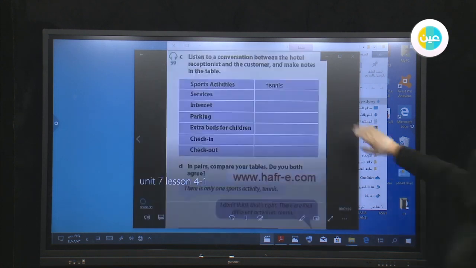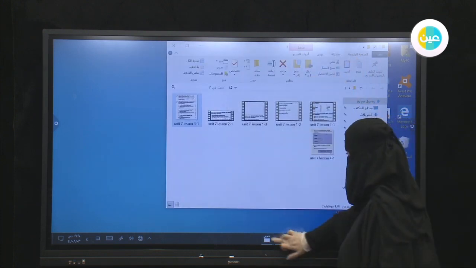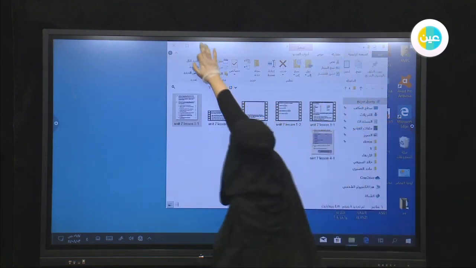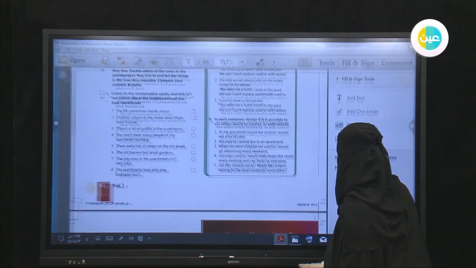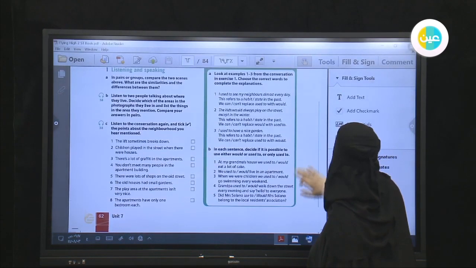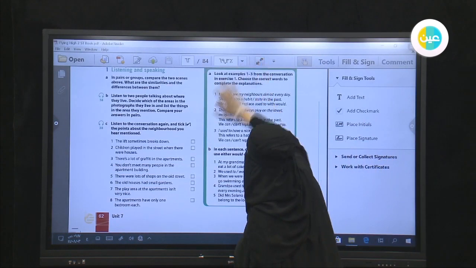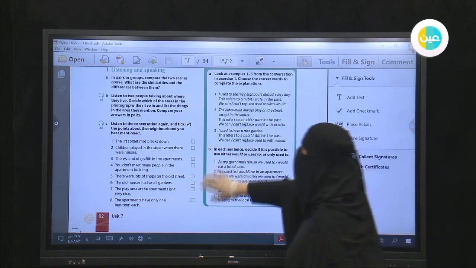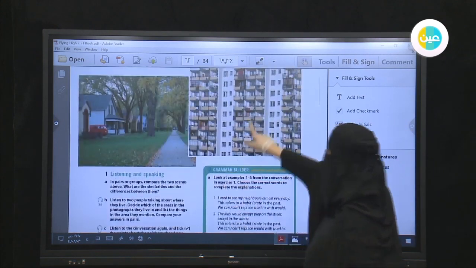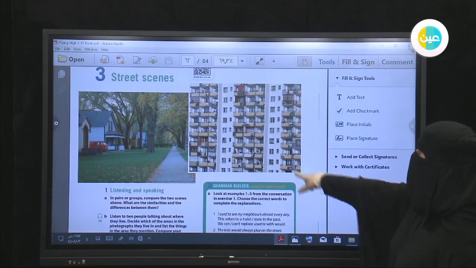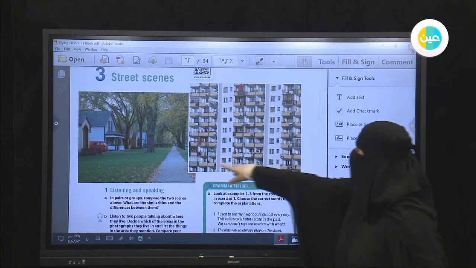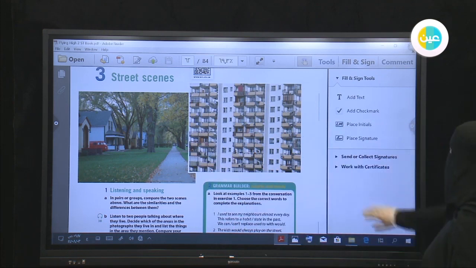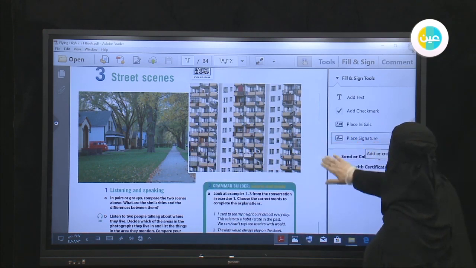Okay, now after listening, Unit 7, Lesson 4. Okay, after listening to the conversation again, try to answer these questions. They are living in the apartments. Before the apartments, the building, there were small houses. Okay?